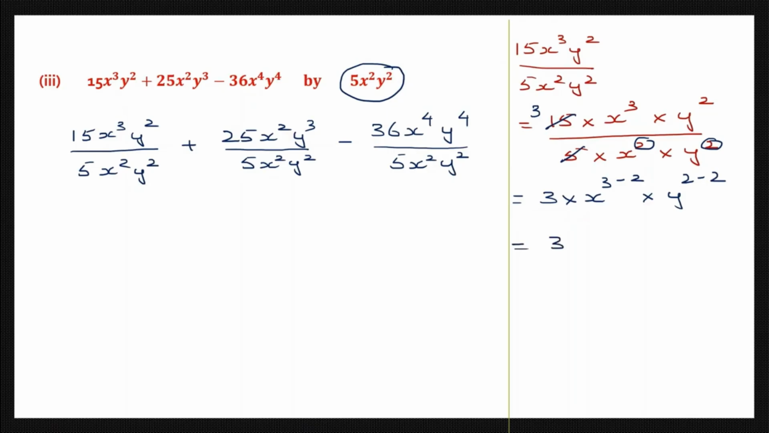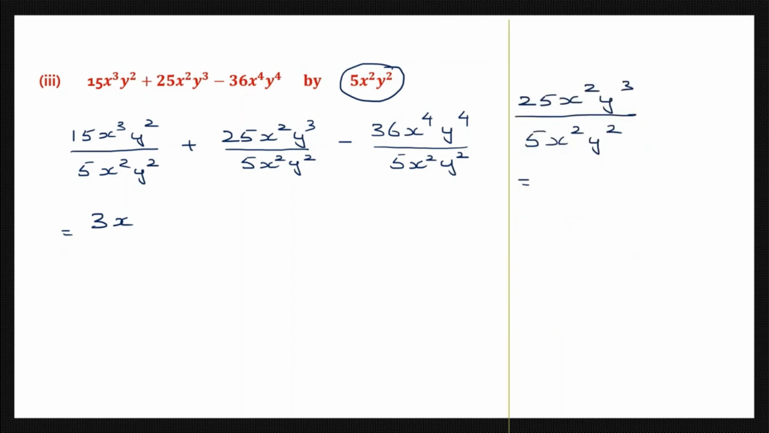So this is 3 into x to the power of 3 minus 2 is 1, into y to the power of 2 minus 2 is 0, which is 3 into x into 1, which is 3x. So the first one, we've got it as 3x. Now let's go on to the second one.